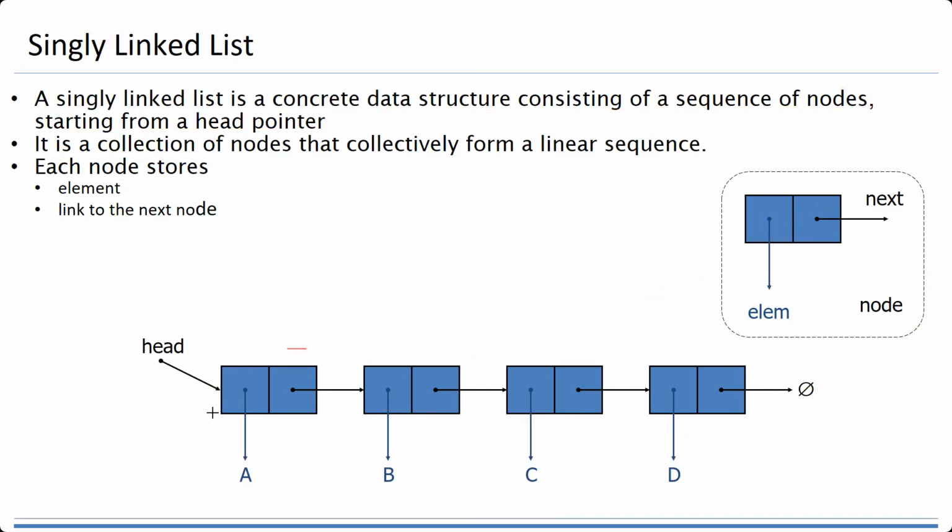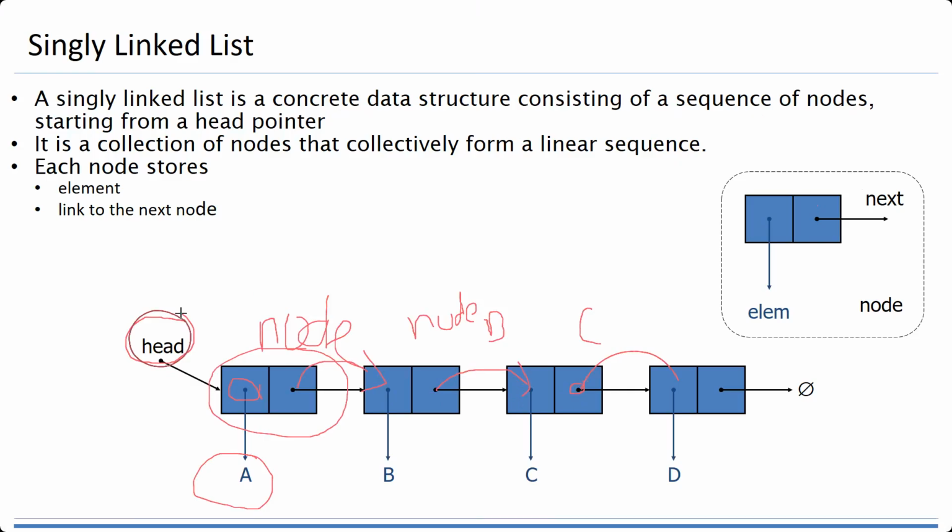If you see this one, this is a node. And this node has an element A. And this node has a link to node B. And node B has a link to node C. Node C has a link to node D. And then we have the head. Head means this is the first, or the front. And then we have empty. Empty means the last node.